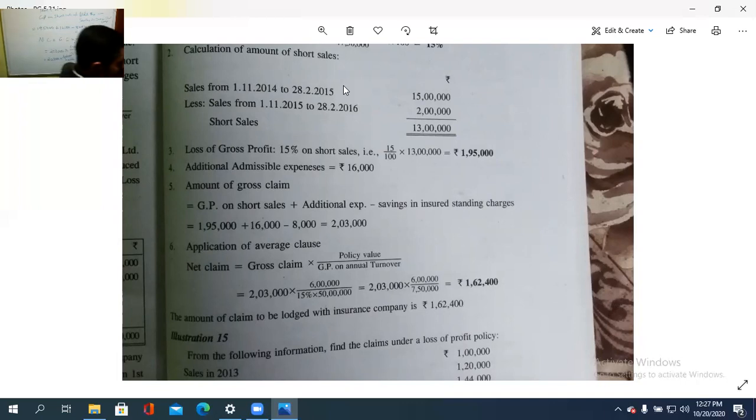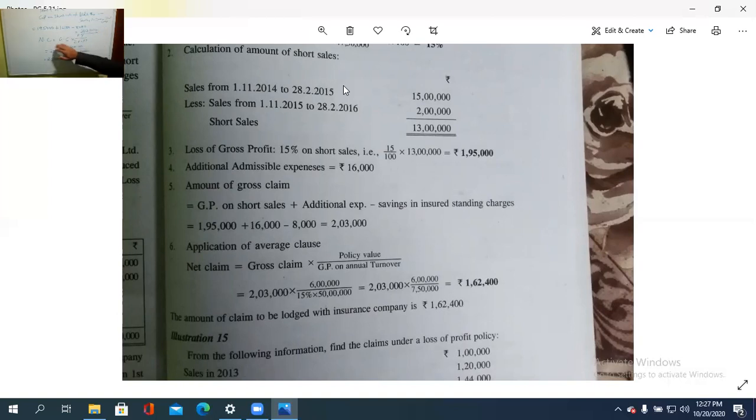So what we calculated, rate of gross profit first we calculated, then GP on short sales we calculated, then next procedure is what? Short sale we calculated, and then GP on short sales, how much is the loss on that? Additional admissible expenses is already given. Then the gross claim. Gross claim means what? GP on short sale plus admissible expenses minus the loss on what? Or savings in insured standing charges. So that is the 2,03,000. Then we apply net claim is equal to gross claim into policy value divided by GP on annual turnover.